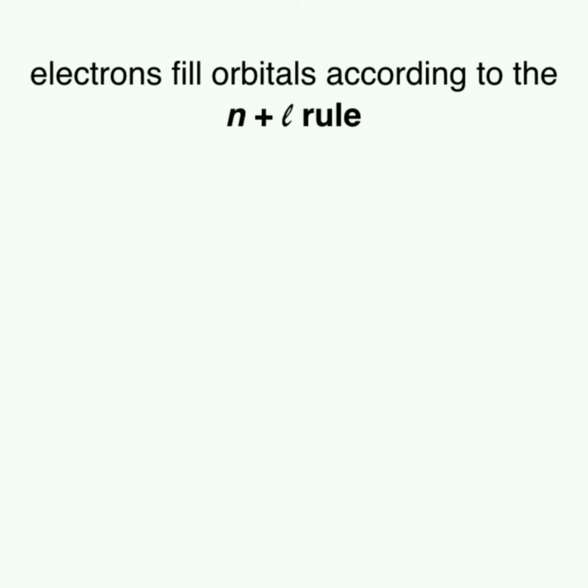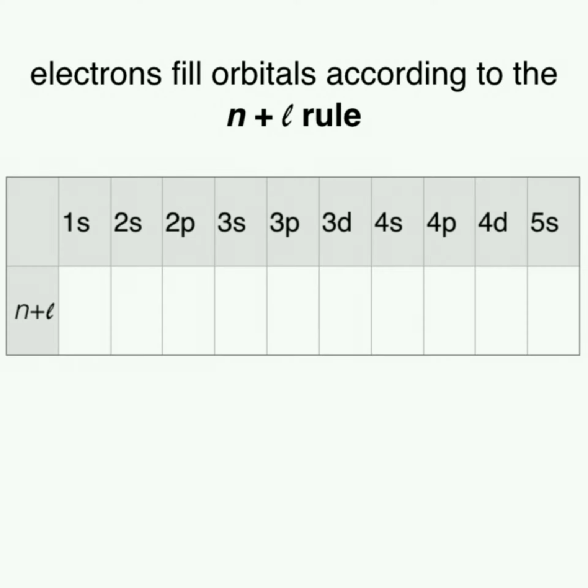If two subshells have the same value for n plus L, the subshell with the lower n will be filled first. Let's see what this looks like. We'll first calculate the n plus L values for all subshells up until 5s. N plus L for 1s is equal to 1 plus 0, giving us 1. For the 2s subshell, it's 2 plus 0, giving us 2. For 2p, we have 2 plus 1, giving us 3. So on and so forth, we get the following values for n plus L.